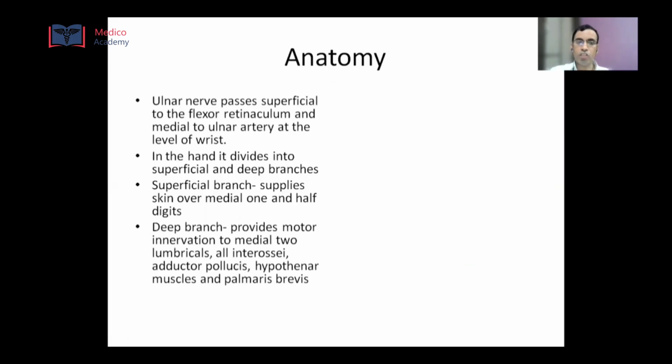The ulnar nerve passes superficial to the flexor retinaculum and medial to the ulnar artery at the level of the wrist. In the hand, it divides into superficial and deep branches. The superficial branch supplies skin over medial 1.5 digits, while the deep branch provides motor innervation to medial 2 lumbricals, all the interossei, the adductor pollicis muscle, the hypothenar muscles, and palmaris brevis muscle.